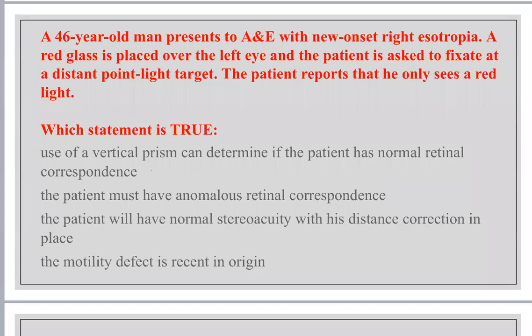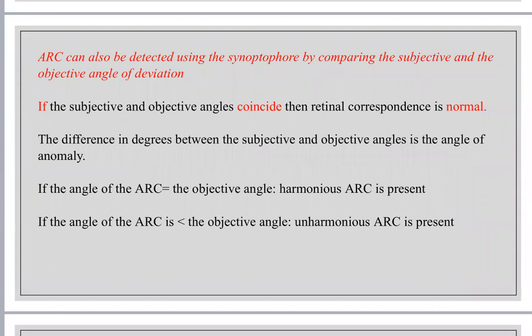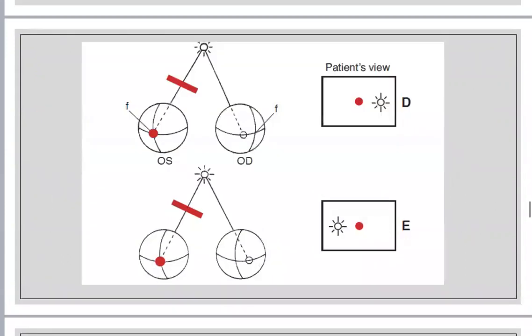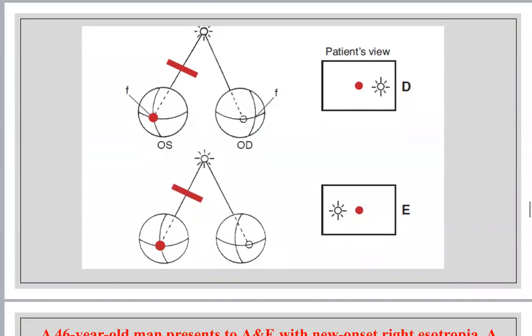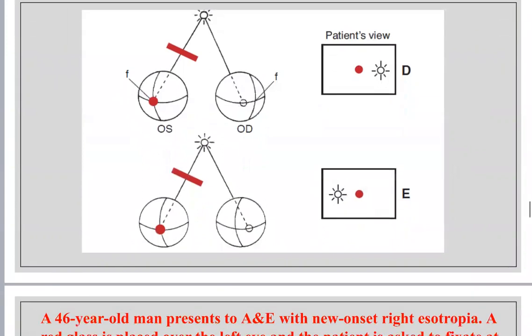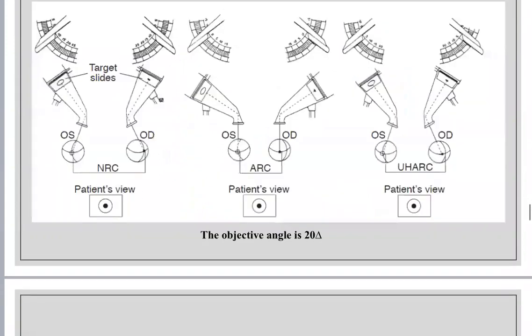Yes, this is the true answer, and this is written in the Franklin American Academy. In order to differentiate between harmonious and unharmonious ARC, and whether ARC is present from the start or not, we may use this test, which is the red glass test, and we can also use another test, which is the synoptophore.